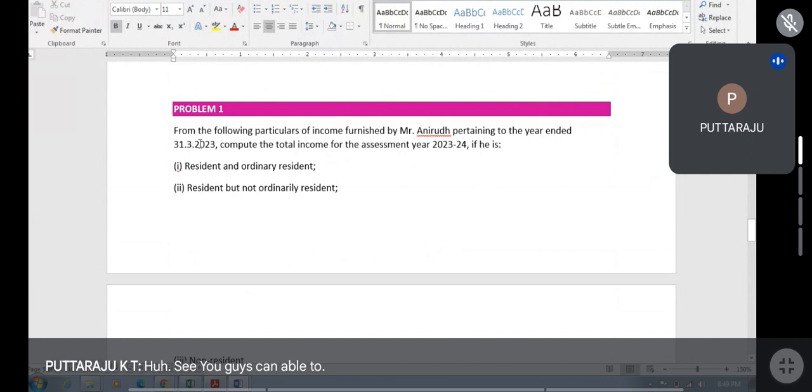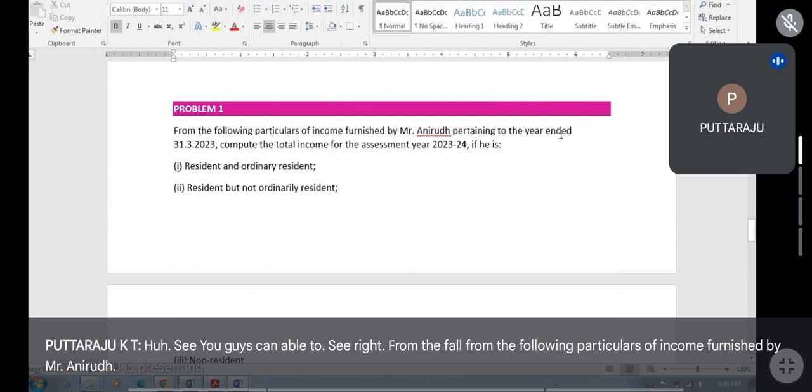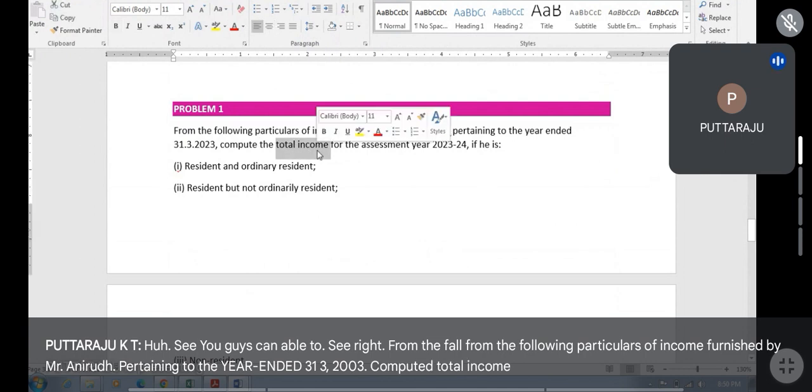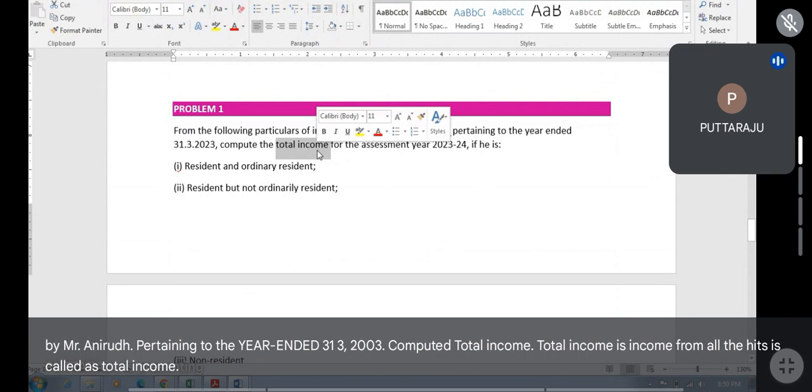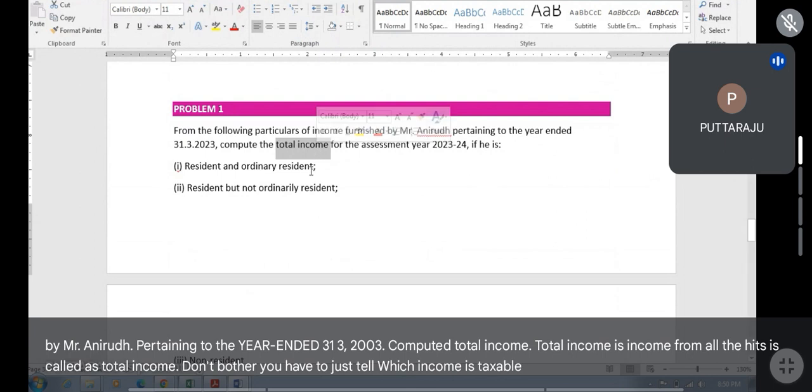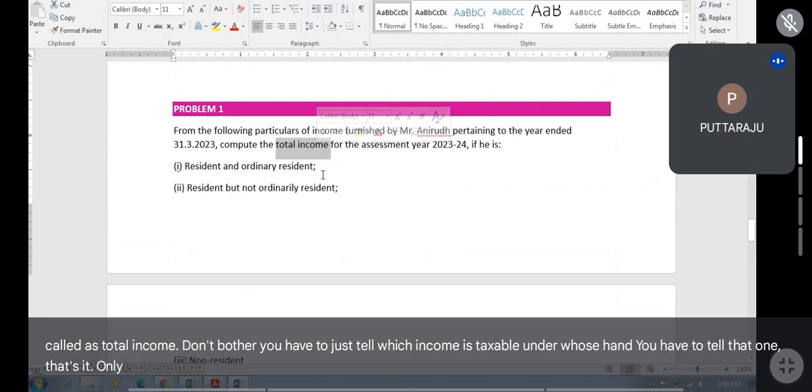From the following particulars of income furnished by Mr. Anirudh pertaining to the year ended 31/3/2003, compute the total income. Total income means income from all the heads. Don't bother. You have to just tell which income is taxable under whose hand. That's it. Only for the time being.